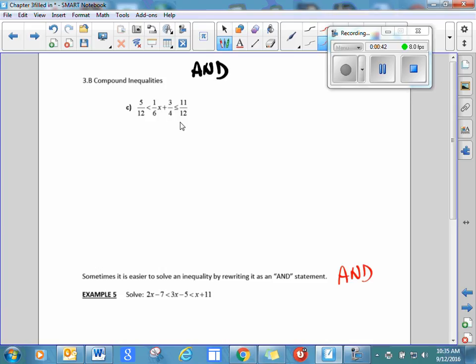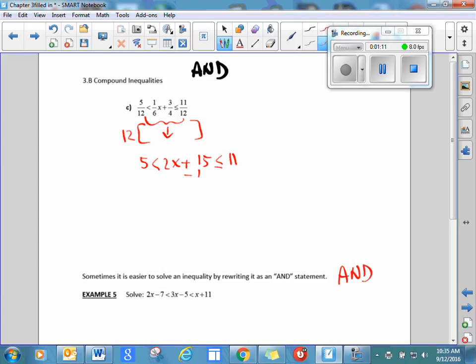So I'm looking for a common denominator, which of course is 12. I'm going to multiply this whole thing through by 12. So when I do that, I am going to end up with 5 less than 2x plus 15 less than or equal to 11. If you need help getting to that point, come and see me. You should be able to do this pretty quickly on your own by now.